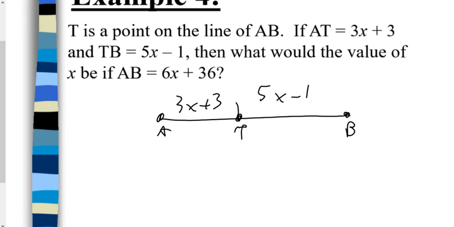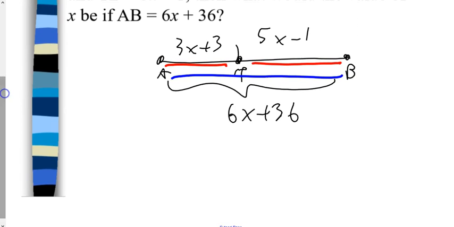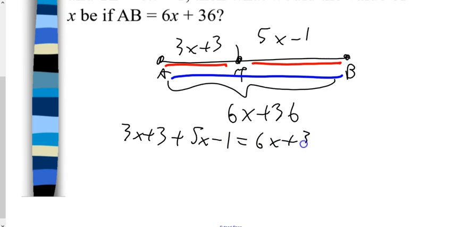And the labeling is very important. What if AB is 6x plus 36? Well, shoot, now we have like no constant numbers. It doesn't matter. It's still going to be this piece plus this piece equals the whole. That's all we do. So we write that out. 3x plus 3, one part, plus 5x minus 1, the other part, equals the whole, 6x plus 36.